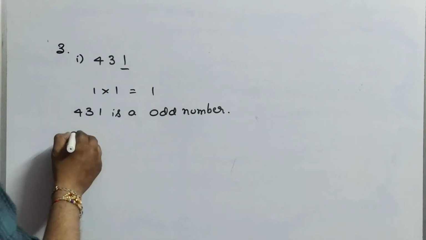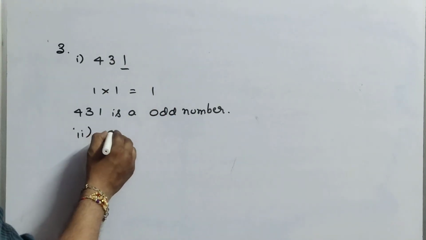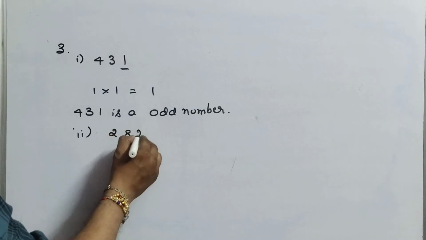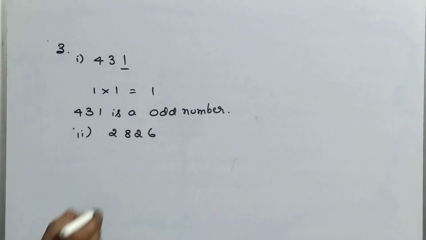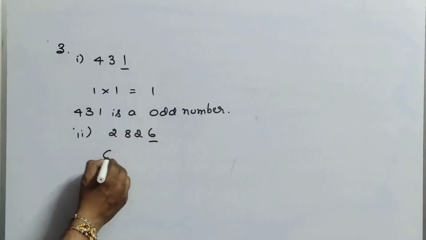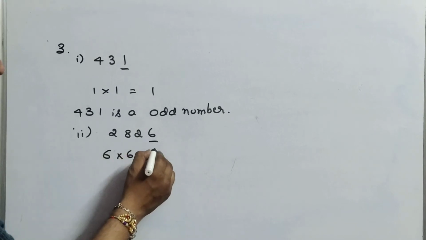Next, suppose for checking the second question, 2826. Here the ones digit is 6. If you multiply it with the same number, 6 sixes are 36.